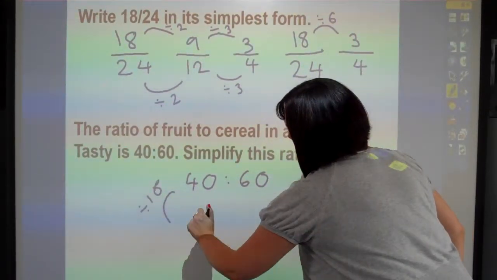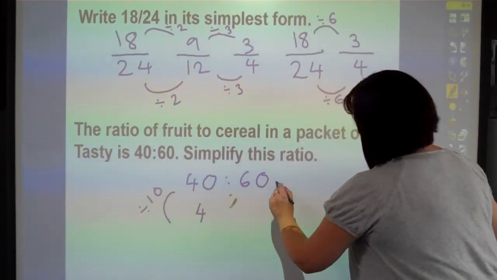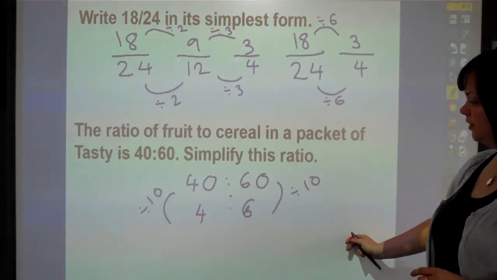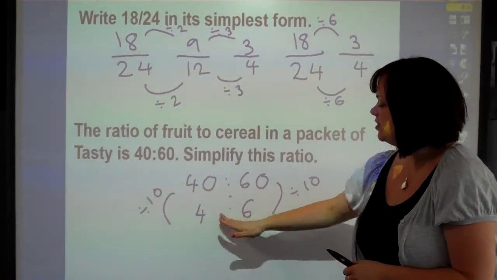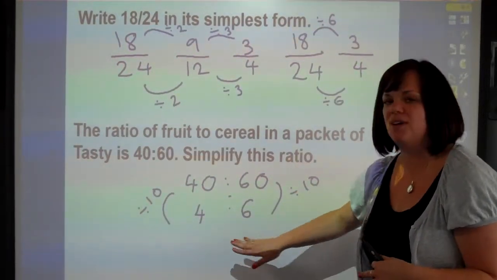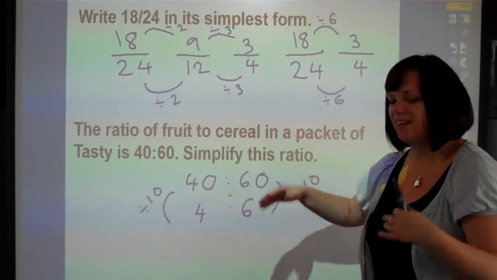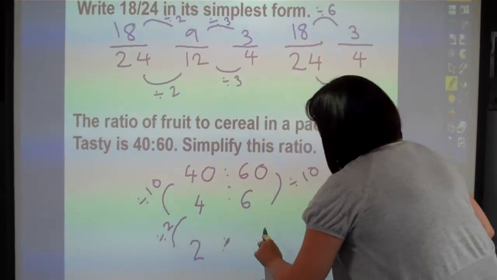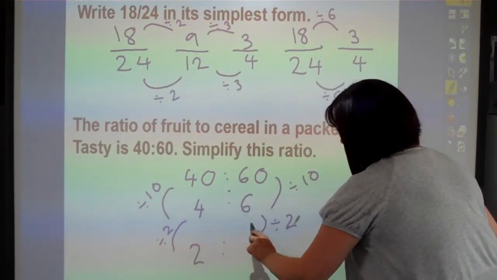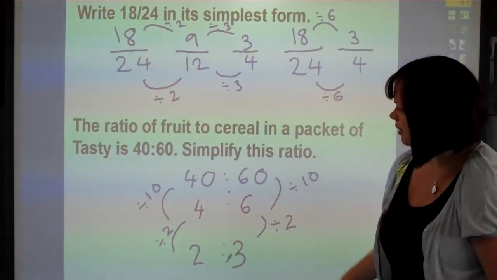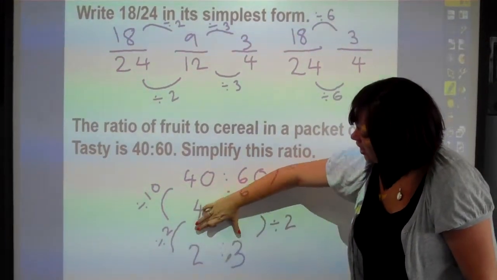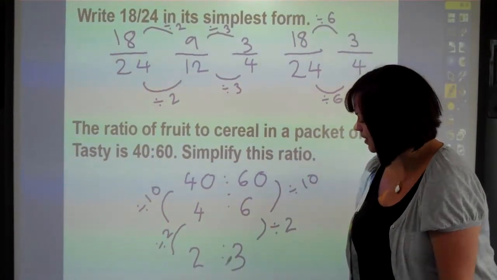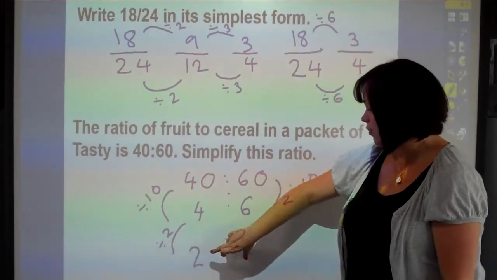So if I divide 40 by 10, I get 4. And I have to do the same over here. Divide 60 by 10, I get 6. Now I've got 4 to 6. Remember, I'm trying to make these digits the smallest they can be, so I think I can divide by something else, because they're both even. So I think I can now divide by 2. So 4 divided by 2 is 2. 6 divided by 2, that is 3. 2 to 3. Look at your ratio. Is there a number that goes into 2 and 3 apart from 1? Because again, 1 would just leave it as 2 and 3. There isn't, so that's your simplified ratio.